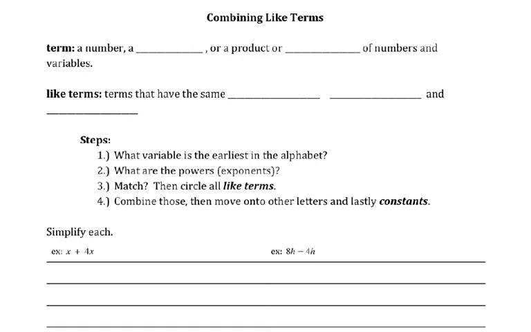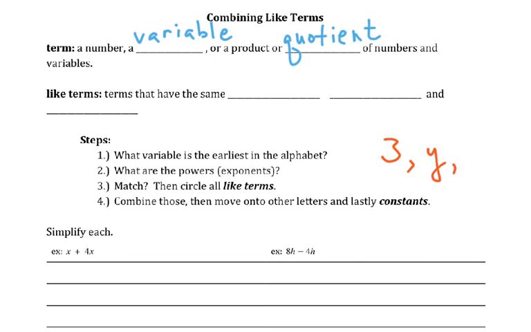Okay, continuing with this section, we're going to combine like terms. So a term is a number, a variable, so let's fill that in, or a product or quotient of numbers and variables. Pause that to make sure you get this written down. So again, a term is a number, for example, like 3, a variable, for example, y, or a product, meaning multiplication, of numbers and variables.